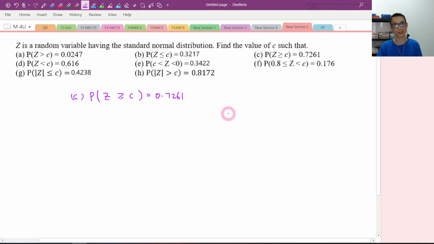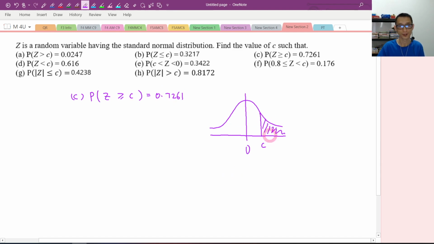Okay, try to sketch a diagram and then try to think about the position of C, left hand side or right hand side. Is it possible for it to be here? If C is over here, you know that the probability will be less than 0.5, right? Since this is more than 0.5, we know that C is not over here. This is not the right one.